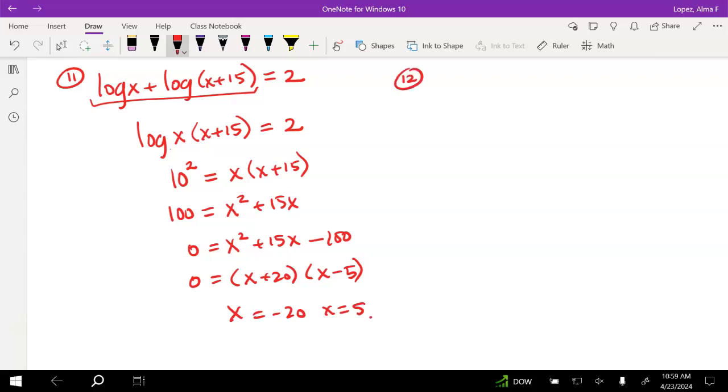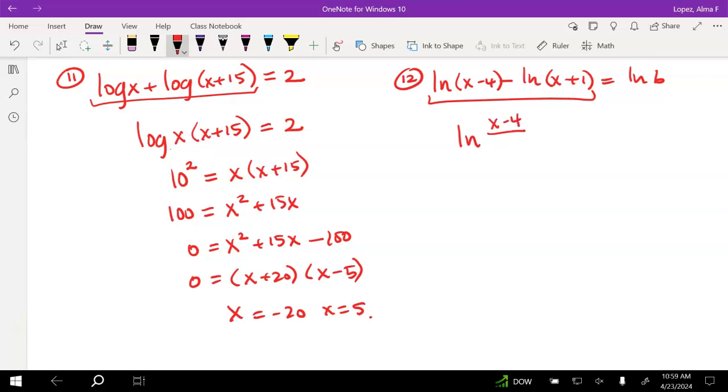For number 12, we get the natural log of x minus 4 minus the natural log of x plus 1 equals the natural log of 6. On the left, I have more than one logarithm, so I'm going to combine them into a single. That will give me the natural log of, and remember, positive logarithms give me numerators, negative logarithms give me denominators.